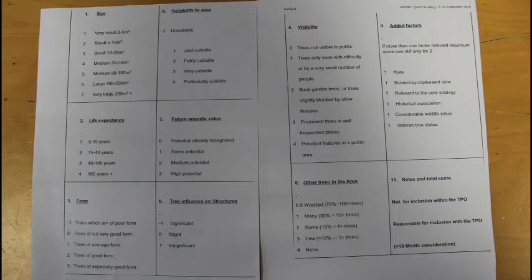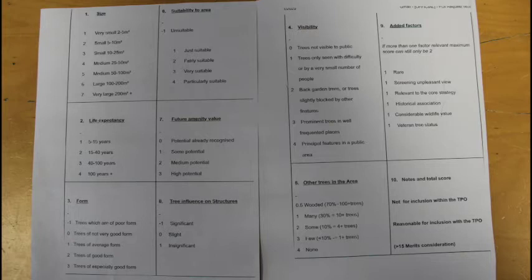They might have a historical association, considerable wildlife value. That also could come under amenity. If you've got birds or especially bats living in the tree, that would make a difference. It might have veteran tree status or be rare. Then lastly, they have notes and total scores. So some of the notes might be not for inclusion within the TPO, or they might be reasonable for inclusion, and that will depend on your local authority and the location of the trees themselves. So that's just a brief guide of what Sedgemoor District Council scores their points on.